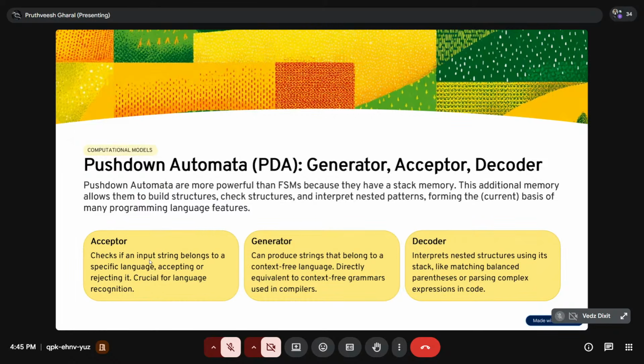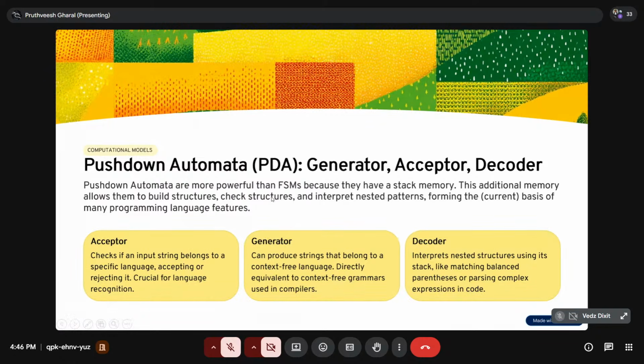And this we see in compilers a lot, computer programming compilers. We see context-free grammar is used, and how a pushdown automaton does this, how it becomes a generator, we'll see later. It uses something called production rules. Take it as a fact that it will generate strings that belong to a context-free language. Lastly, it is a decoder.